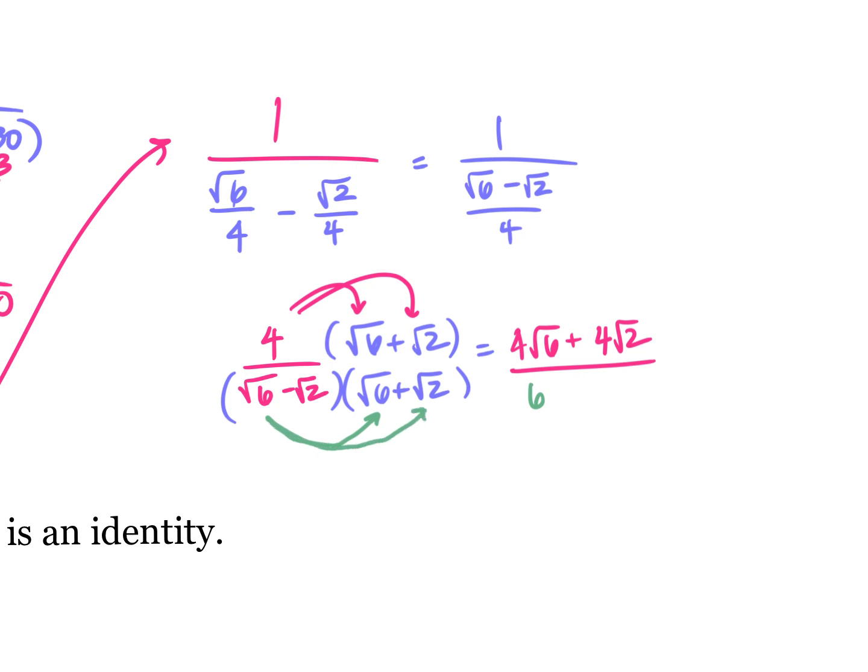Root 6 times root 2. They're both in the root. Oh, they're going to cancel. So what would this be? Root 12 minus root 12. They're gone. Conjugate, we love it. Minus root 4, which is just 2.